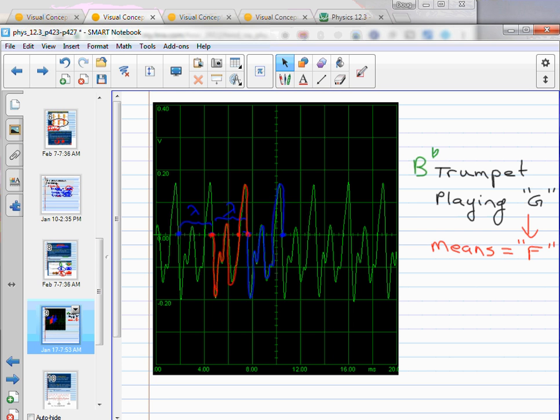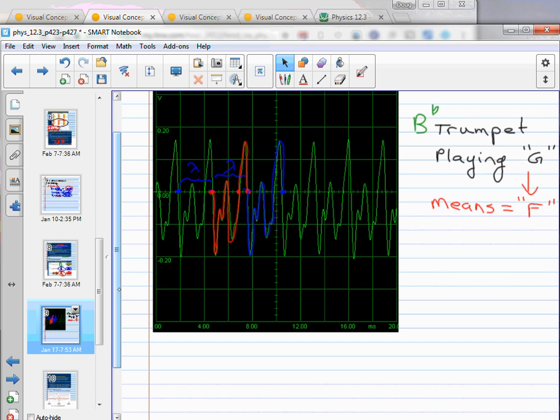I captured a trumpet. I was told it was a B-flat trumpet. I do not play the trumpet. I am not an expert in that. They said they were playing a G, which means an F, so you musical people maybe know what I'm talking about, because I don't know what I'm talking about. But look at this waveform of it. And you can see it's not this smooth sinusoidal waveform. It has this character to it.